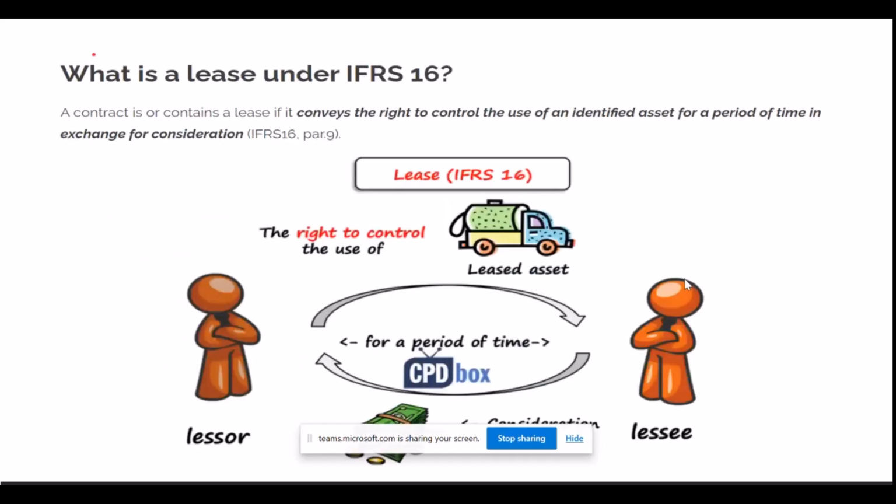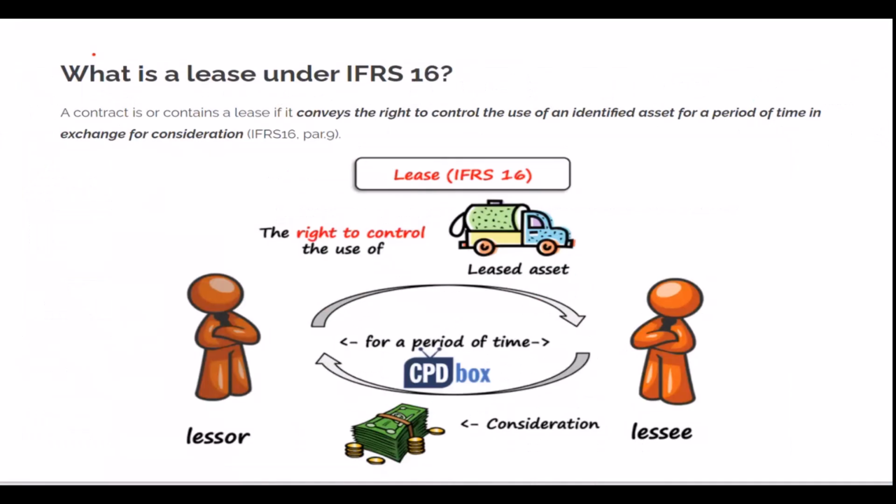Before we start, we look at the definition of a lease under IFRS 16. It says that a contract is, or contains, a lease if it conveys the right to control the use of an identified asset in exchange for consideration. Okay, cool. So like I said, that is what a lease is under IFRS 16.